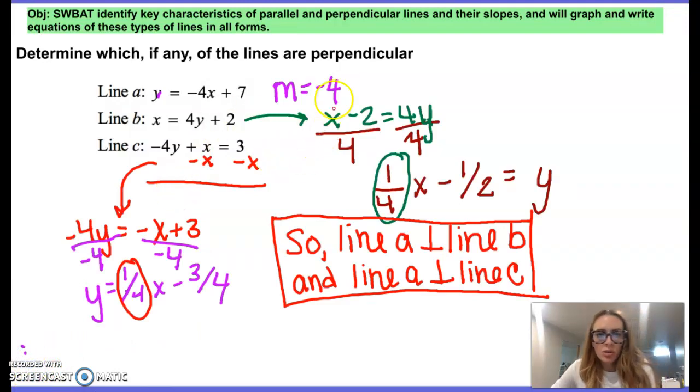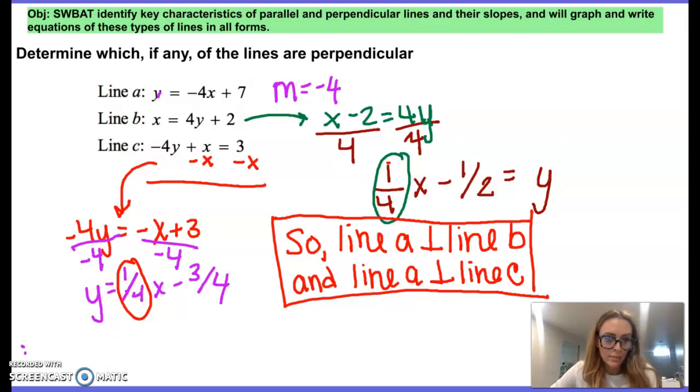All right, so you should find that the slope for the first one is negative 4, B is 1/4, C is 1/4. If you would like to look at my work, go ahead and pause it right now. So line A is perpendicular to line B, and line A is perpendicular to line C because negative 4 is an opposite reciprocal of 1/4. So remember, reciprocal is flipping up and down, and opposite is negative or positive. So if we start negative, we go positive.